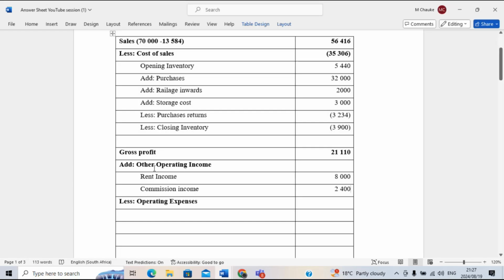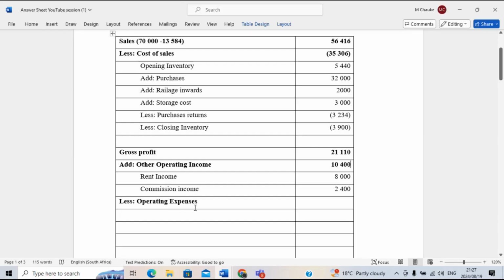And then let's calculate the total operating income. So the total operating income, or other operating income, is going to be 8,000 plus 2,400, right? And it's going to be how much there? It's going to be 10,400. I hope you guys are getting that. Yes, that's 100% correct. Everyone is getting that.